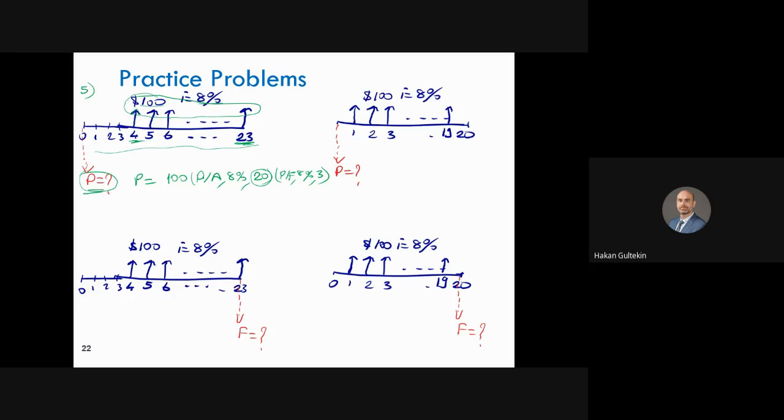Okay, 20 payments. And when I use this factor and multiply it by 100, I calculate the present value of this one at time 3. Okay, so this will be P3. So this part over here is P3. Then I need to shift this P3 3 periods back. And in order to shift that 3 periods back, I need to use this factor, P given F, 8% and 3. Okay? So this is how we solve it.